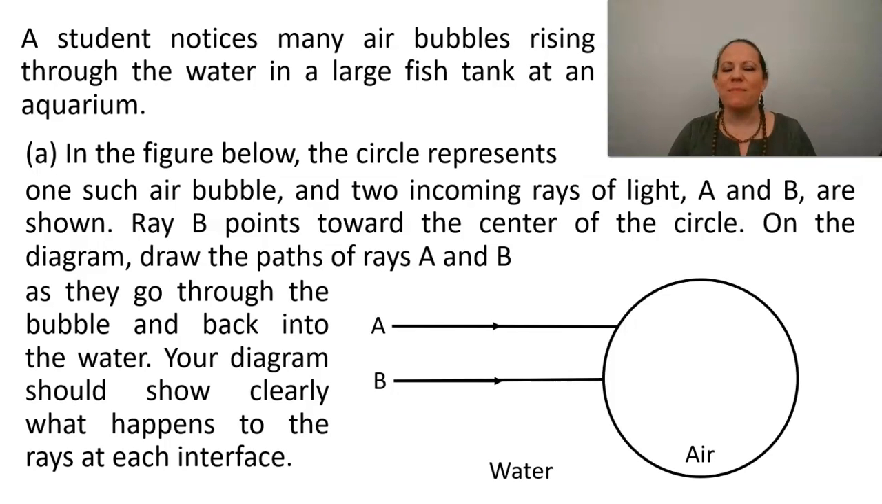A student notices many air bubbles rising through the water in a large fish tank at an aquarium. In the figure below, the circle represents one such air bubble and 2 incoming rays of light, A and B, are shown. Ray B points toward the center of the circle. On the diagram, draw the paths of rays A and B as they go through the bubble and back into the water. Your diagram should show clearly what happens to the rays at each interface.